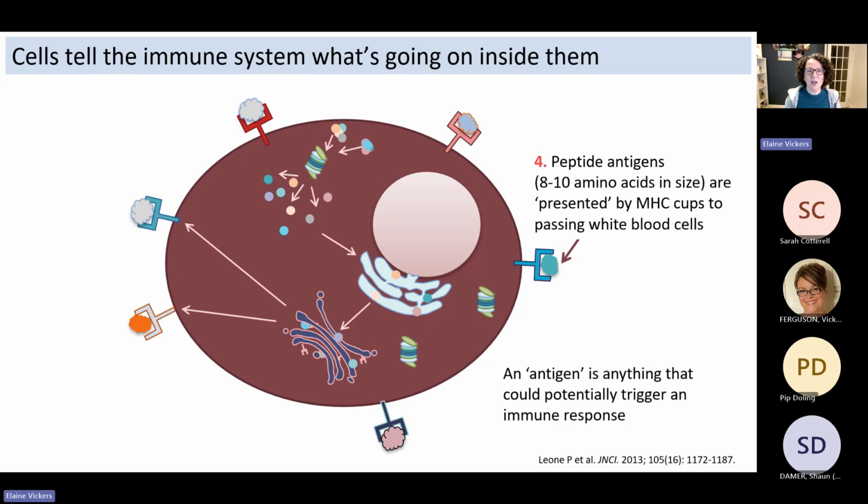This system works really well for virus infections because any virus that infects a cell immediately injects its own DNA or RNA into that cell, forcing the cell to make virus proteins, and that's how the virus replicates. If a cell is making virus proteins, they will get chopped up by proteasomes. They will end up displayed by the MHC cups. They will be spotted by passing white blood cells, and the passing white blood cells will immediately see this is a cell that's been infected and sabotaged by a virus, and it will destroy it.